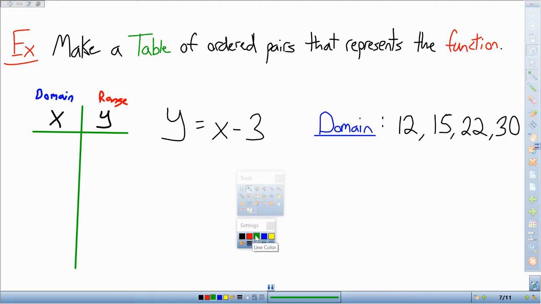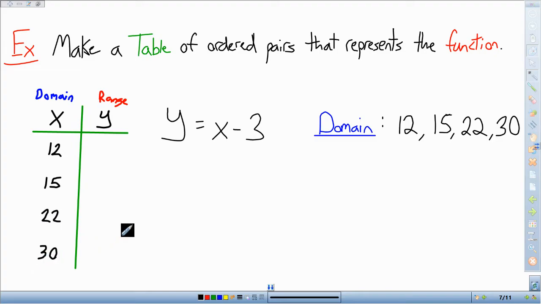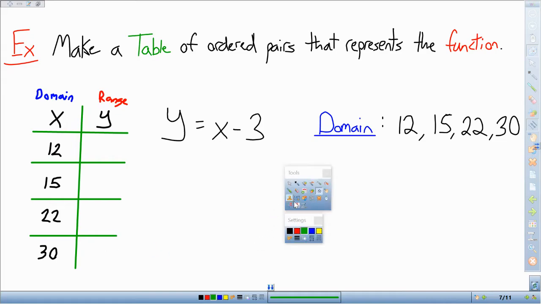So let's go ahead and put that into our table here. We know that we have 12, 15, 22, and 30. And I'm going to go ahead and separate these with some lines to keep it nice and orderly. Okay, so there's all our x values. Next, we just need to figure out what all of our y values are.